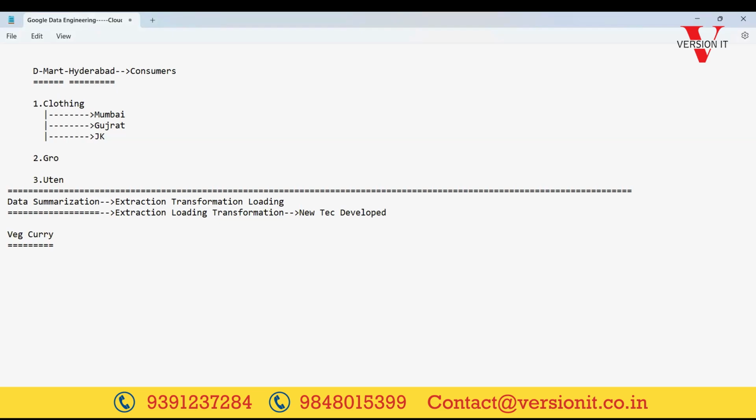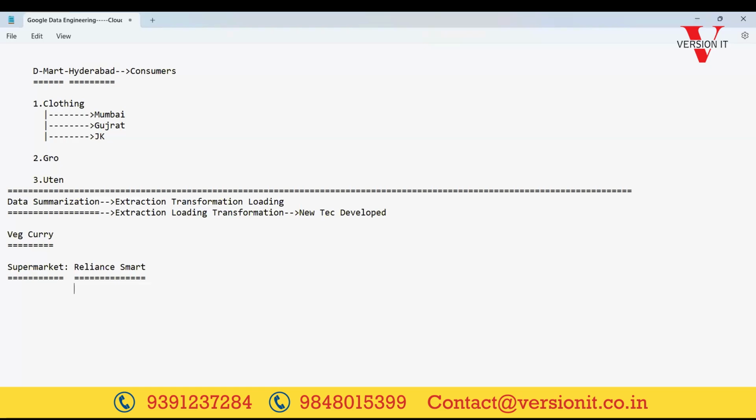Now what happened is you have been to a supermarket called Reliance Smart, where everything will be there. Vegetables will be there, and the rest of the groceries, everything will be there.